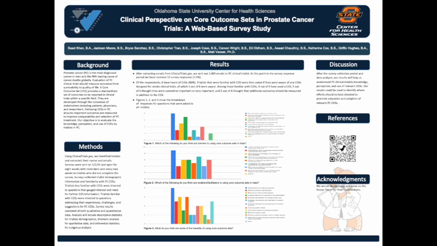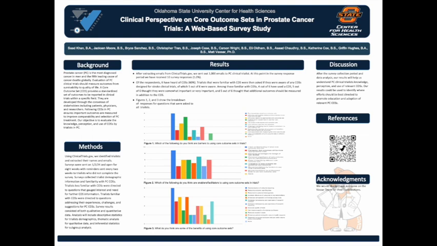For the methods, we used clinicaltrials.gov and we identified trialists and extracted their names and emails. Surveys were sent on January 2nd of 2024 and were open for 8 weeks with reminders sent every 2 weeks to trialists who did not complete the survey. Surveys collected trialist demographic information and familiarity with prostate cancer core outcome sets.